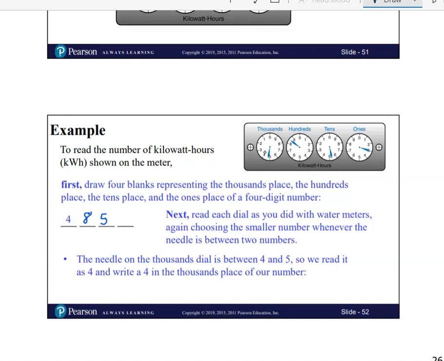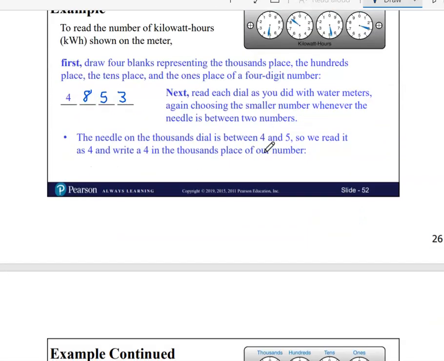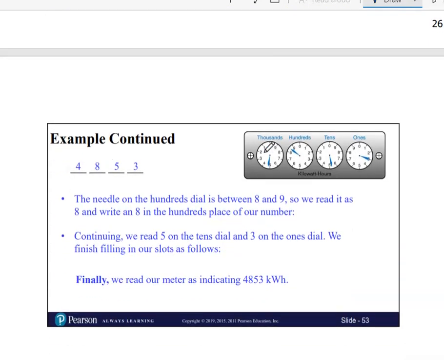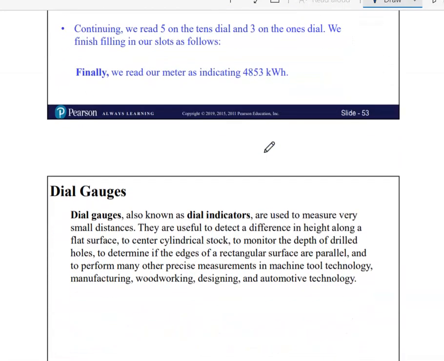Between, and it looks like it's right on 3, so I'm going to go ahead and call that 3. Okay, so this goes through and just explains how to do that.